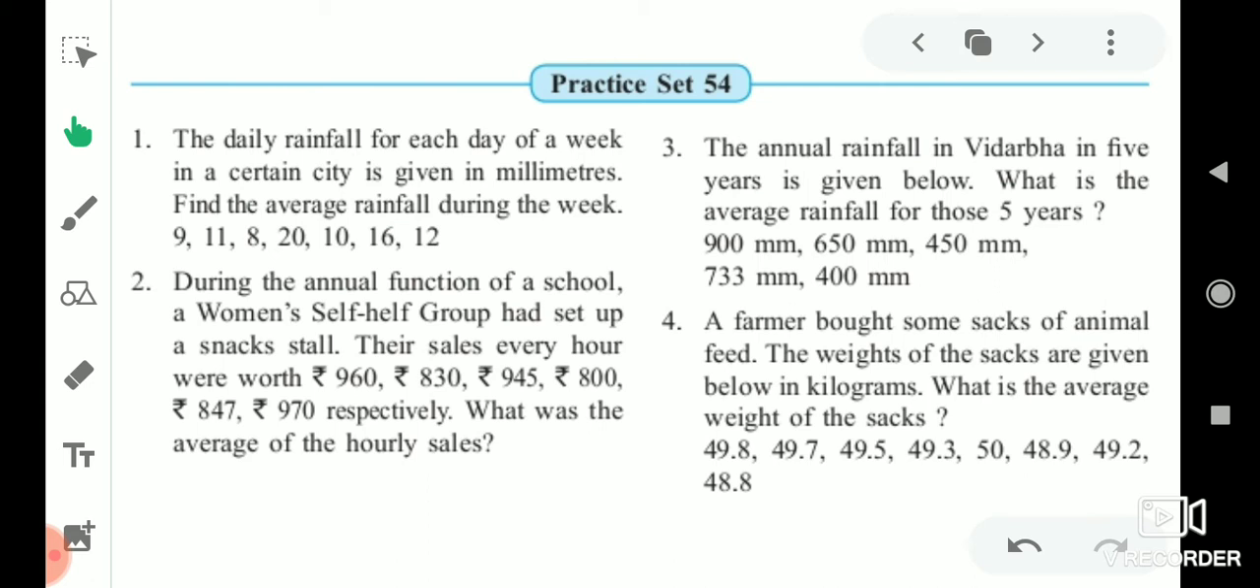So how will we calculate the average rainfall? We will simply add all these scores. These are called as scores or the values. We will simply add all these values, 9 plus 11 plus 8 plus 20 plus 10 plus 16 plus 12, and we will divide it by total number of values, that is 1, 2, 3, 4, 5, 6, 7. That is, we will simply add this and divide it by the total number of values, that is 7.